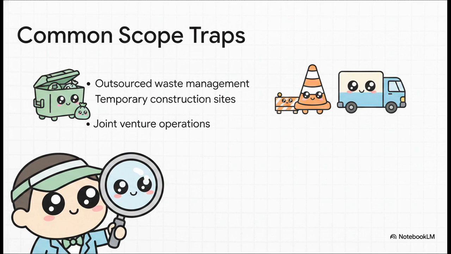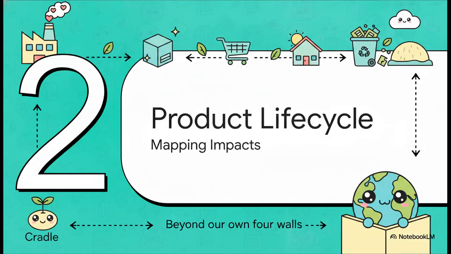Oh, and here's another huge trap: temporary sites. Auditors love digging into temporary construction sites. Just because the bulldozers are only on site for a month doesn't mean the dust, the noise, and the severe soil disruption aren't on your ledger. If you influence that temporary site, you own the environmental aspect. No exceptions. Which brings us to Section 2, Mapping the Product Lifecycle.